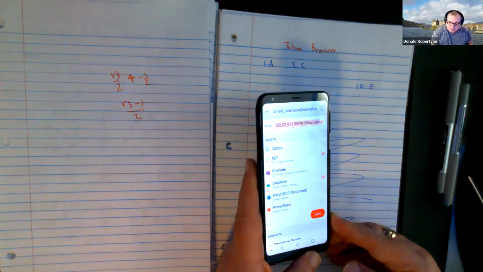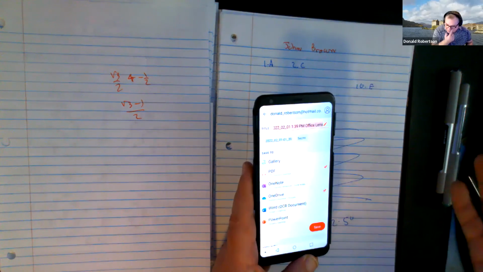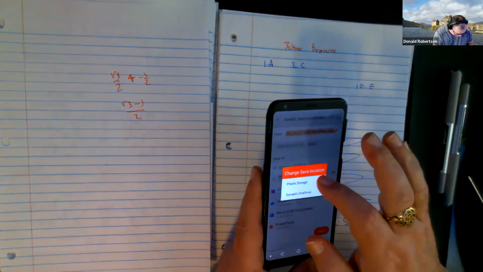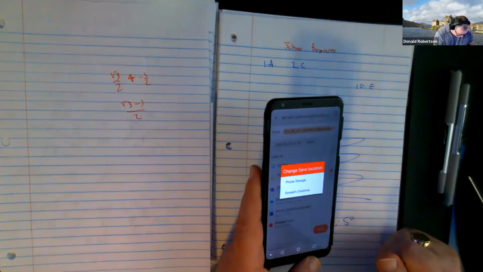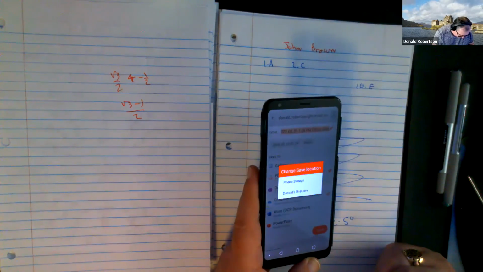In this case, I can send it to my OneDrive, which is probably the easiest if you've got a OneDrive, but you could convert it into a PDF, right? And you could store it on my OneDrive, or if you store it on your phone, you can do that. Let's suppose that I stored it on my phone. Hit save.